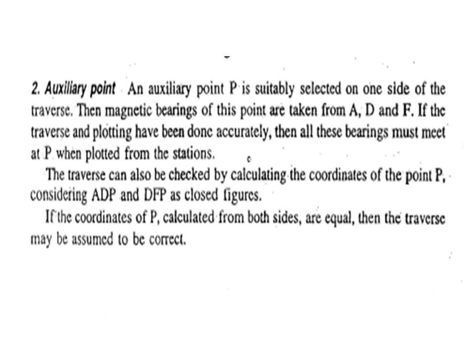Then the next check is the auxiliary point. An auxiliary point P is suitably selected on one side of the traverse. Then magnetic bearings of this point are taken from A, D and F. If the traverse and plotting have been done accurately, then all these bearings must meet at P when plotted from the stations. The traverse can also be checked by calculating the coordinates of the point P, considering ADP and DFP as closed figures. If the coordinates of P calculated from both sides are equal, then the traverse may be assumed to be correct.